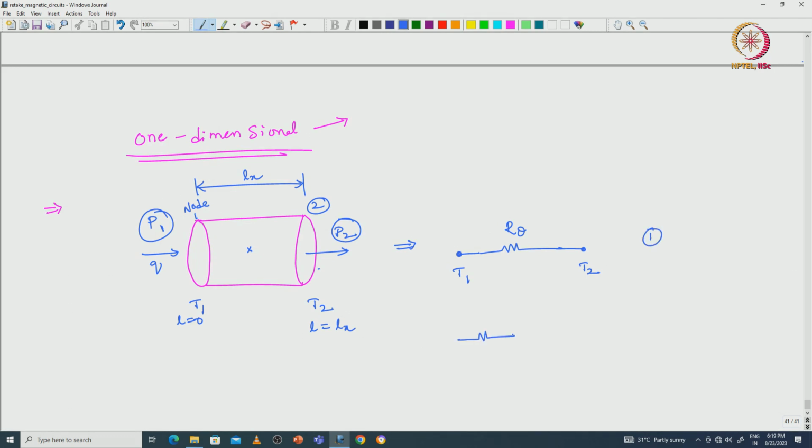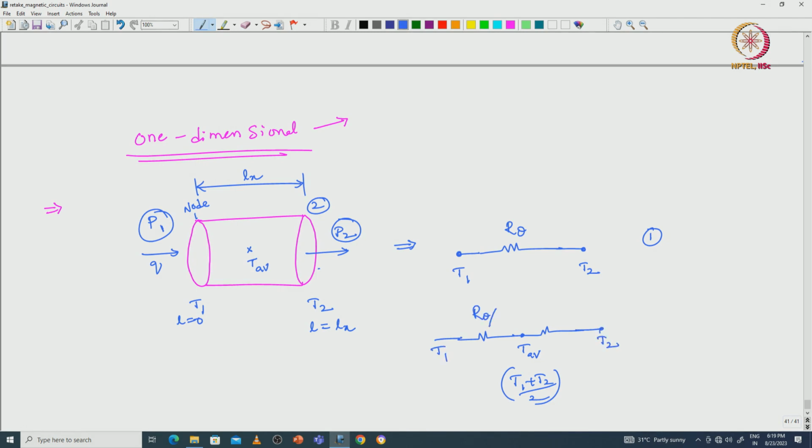Same way, if you want to find the temperature at the midpoint of this structure, T average, then in an ideal case, we can write in this fashion, right? This is the midpoint temperature. So (T1 + T2)/2 will come, the mean temperature. So this side it will be T1 and this side it will be T2.